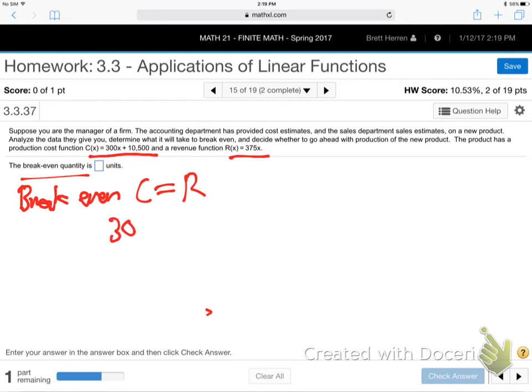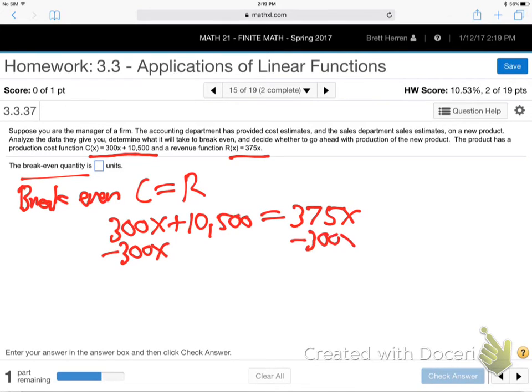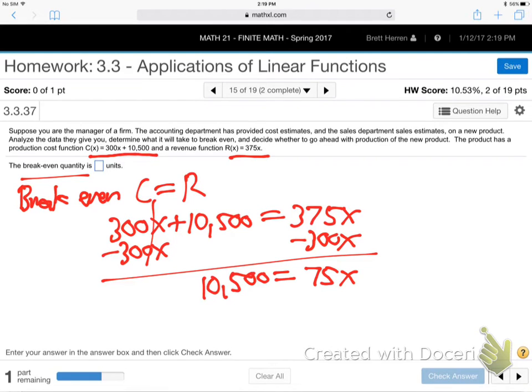So cost is 300x plus 10,500, and revenue is 375x. All right. Can you solve that for x? When we have x on opposite sides, we subtract the lower one. Or really, it doesn't matter, get rid of one of them. So 75x is 10,500. Divide by 75. Is it clean? What is it? 140? 140.